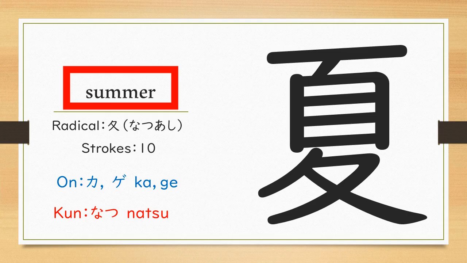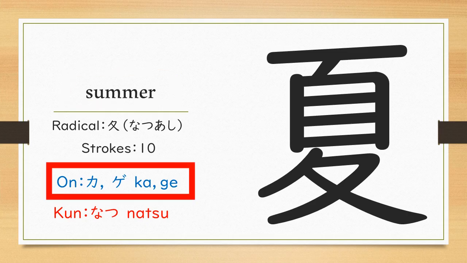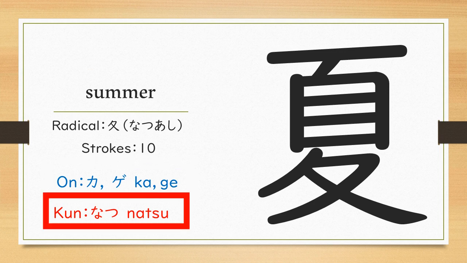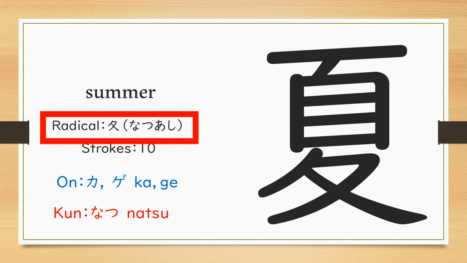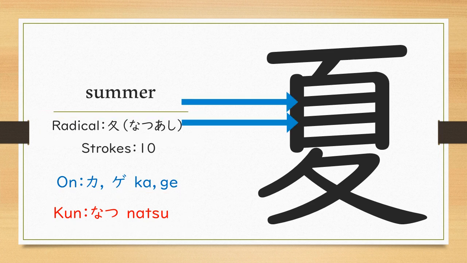The meaning is summer. On is ka, ge. Kun is natsu. Radical is natsu-ashi. Look at the kanji. Make sure that you have 2 lines there, not 1 line.